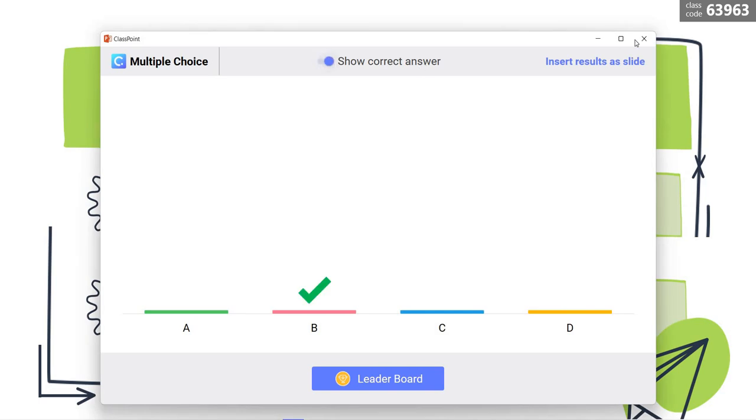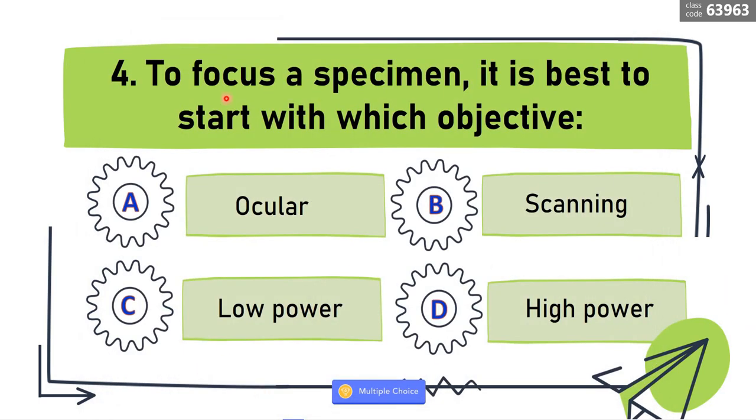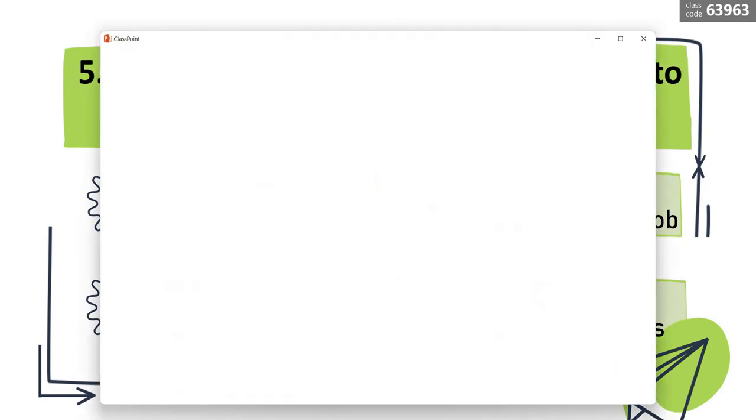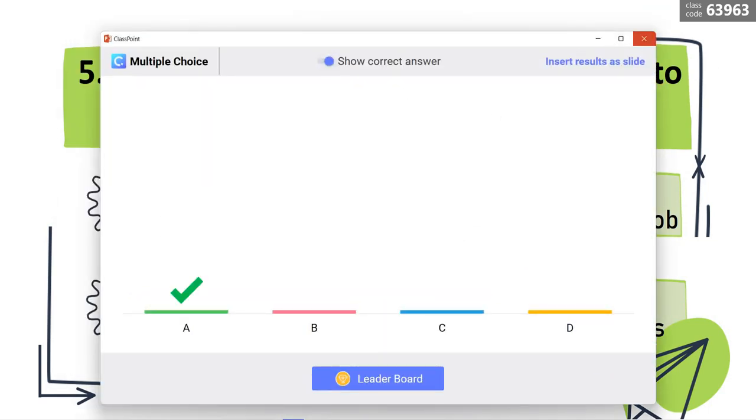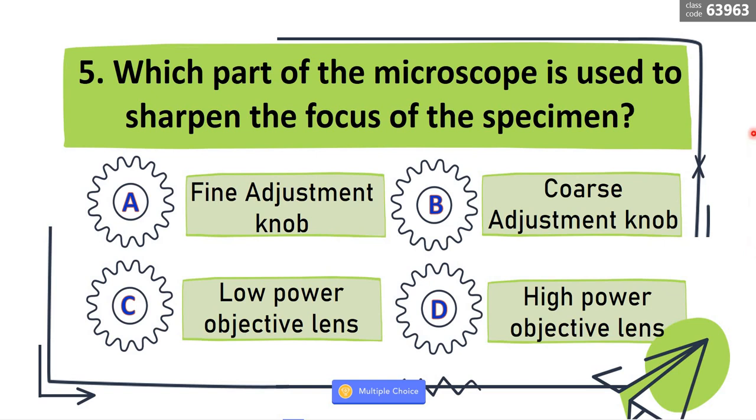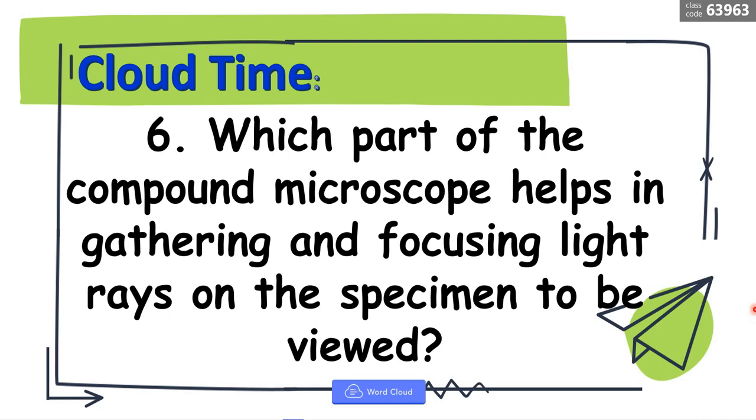Okay, so let's see the answer. The correct answer is letter B, scanning. This is the first one we're going to use. Okay, number 5. Okay, so let's see the answer. Which part of the microscope is used to sharpen the focus of the specimen? It is called the fine adjustment knob. It's letter A. Okay, so let's have the next question.